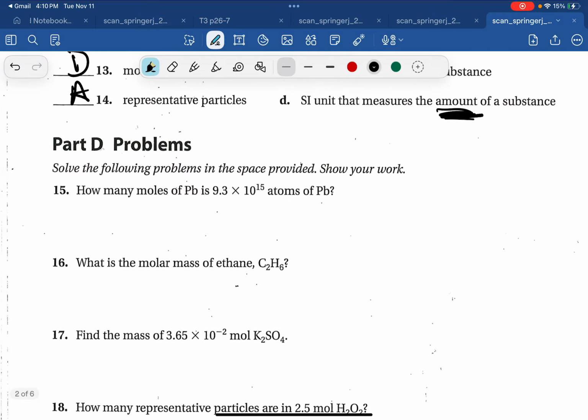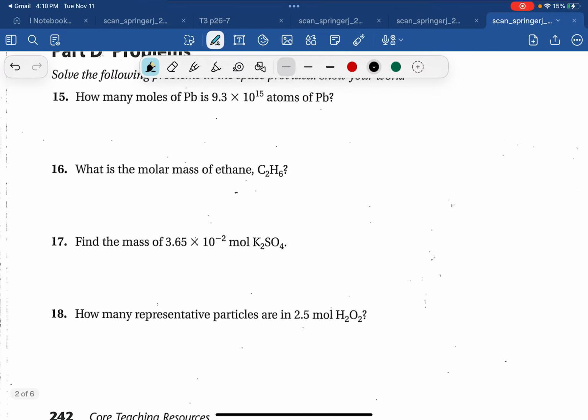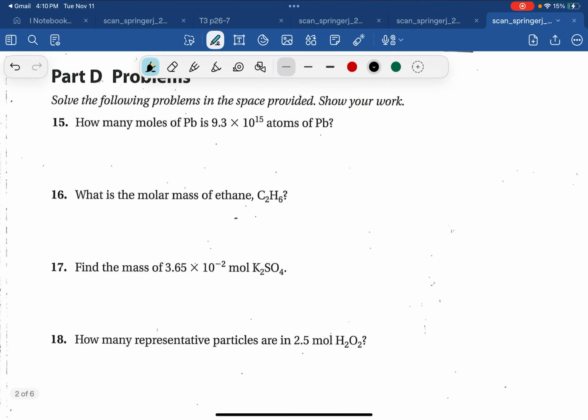So now we're to problems. There are 4 of them. How many moles is 9.3 times 10 to the 15th atoms? What is the molar mass of ethane? Find the mass of 3.65 times 10 to the minus 2 moles of K2SO4. And how many represented particles are in 2.5 moles of peroxide? That's hydrogen peroxide there.